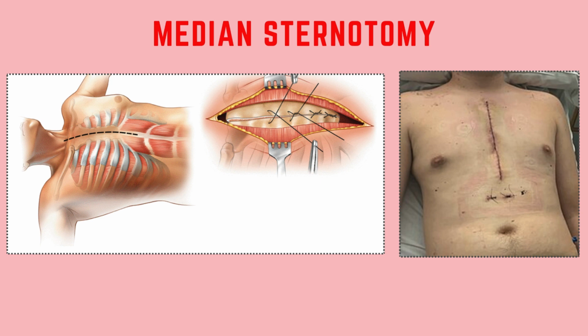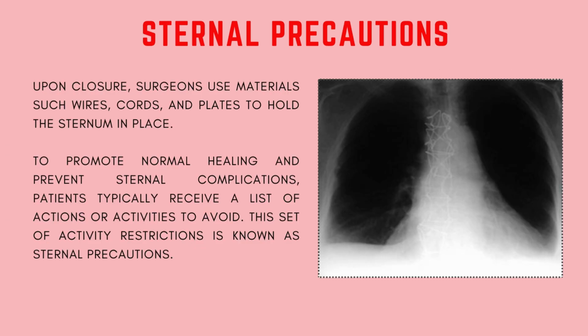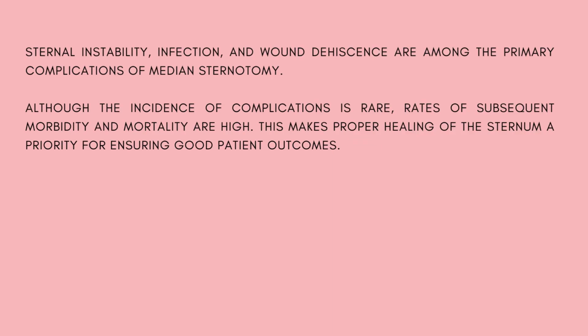So, after the surgery is completed, the surgeon uses wires and cords to hold the sternum in place. And as a result, the patients are given some instructions or some activity restrictions are imposed to promote normal healing of the sternum. Now, these restrictions or these activities that the patients are asked to avoid, this list is known as sternal precautions. And these are advised to prevent complications such as sternal instability, infections, wound dehiscence.